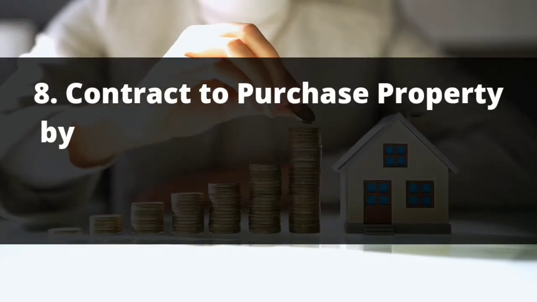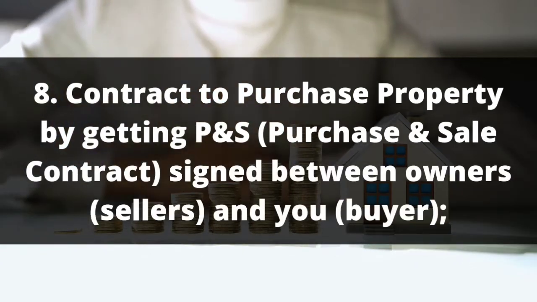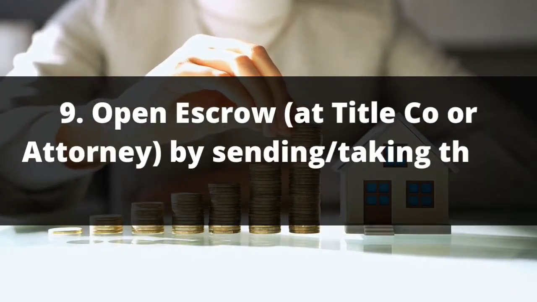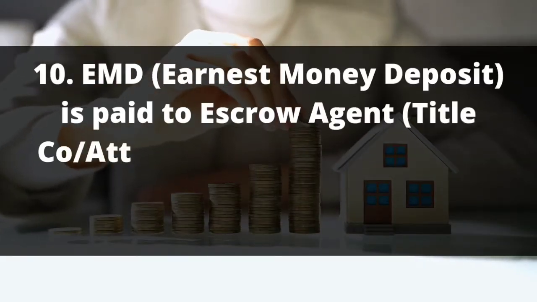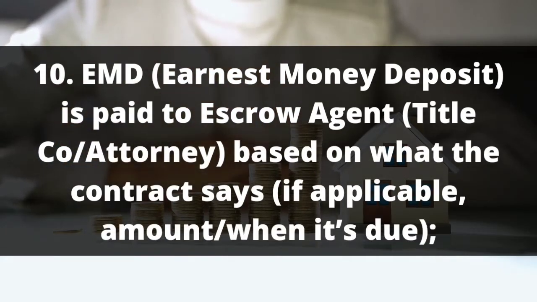8. Contract to purchase property by getting a P&S, purchase and sale contract, signed between owners, sellers, and you, the buyer. 9. Open escrow at title company or attorney by taking them a copy of the signed contract. 10. EMD, earnest money deposit, is paid to the escrow agent, title company, or attorney based on what the contract says, if applicable, in the amount and when it's due.